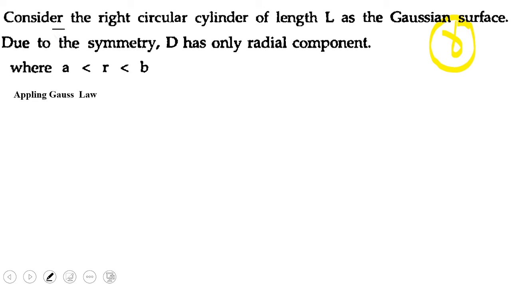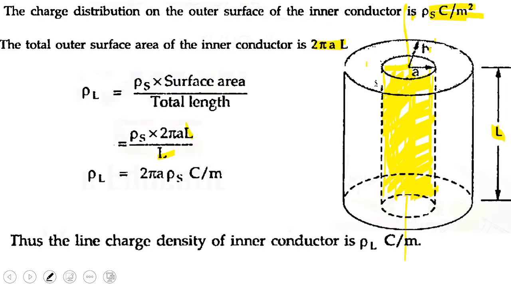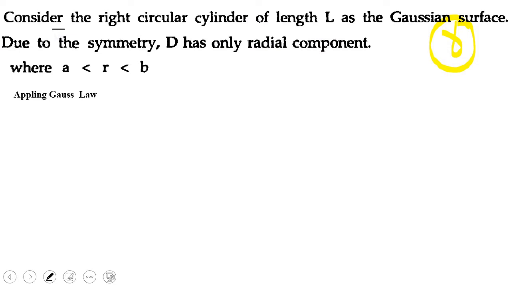So in the cylindrical coordinate system, we have only the R term. What are the coordinates of a cylinder? R, theta and Z. So we don't have any angle term here, we have only R, and we don't have a Z term also. Here we are taking only the area between A and B. So we have assumed a Gaussian surface in between, with radius R between A and B. So we are taking only this region.